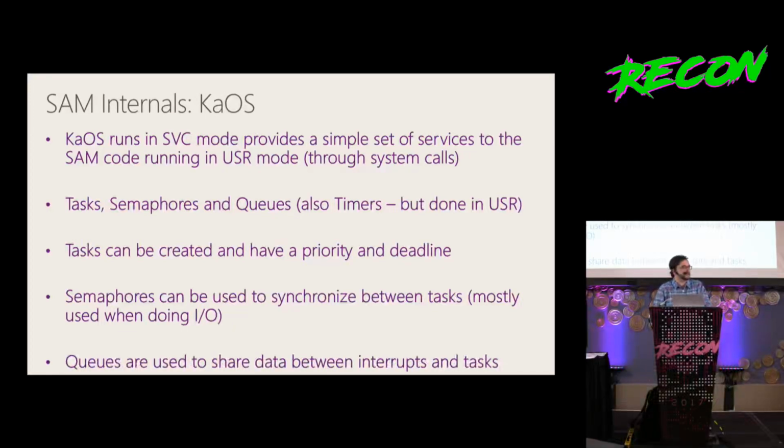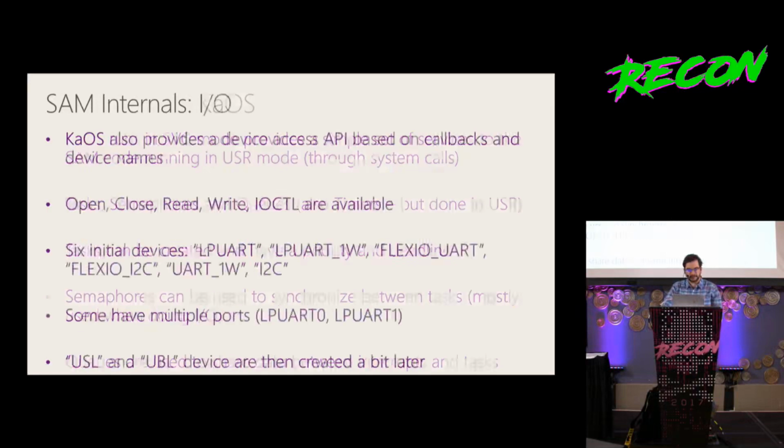Then the semaphores can basically be acquired, released, and waited on. This lets different tasks synchronize among each other, specifically when doing I/O. And then there's queues, which are typically used when you want to share information between an interrupt and a task. So if an interrupt comes in with some data that a task is interested in, the interrupt code can put it into a queue, and later on the task can do the system call to retrieve the data from the queue. So a very, very basic OS that you could write in an RTOS class.